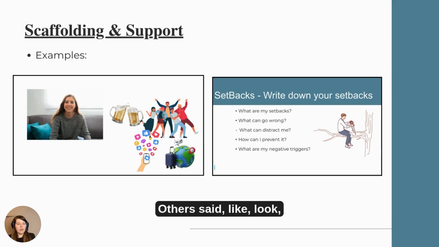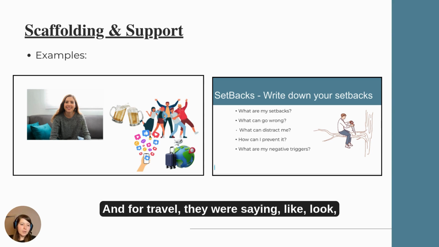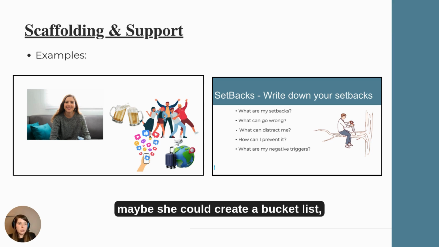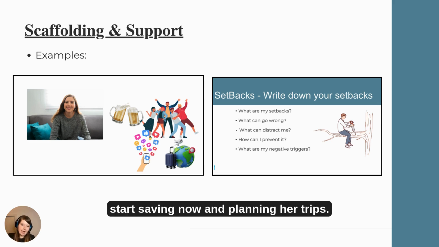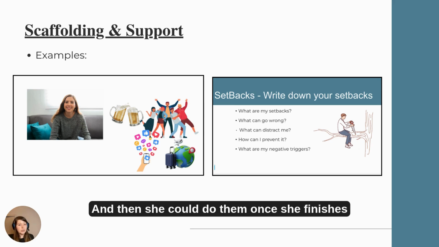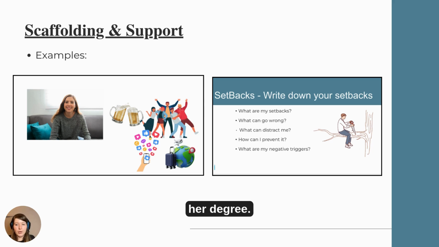Others said, look, we all love scrolling, but maybe she can only scroll when she's commuting or something like that. And for travel, they were saying, look, maybe she could create a bucket list, start saving and planning all of her trips now, and then she could do them once she finishes her degree.